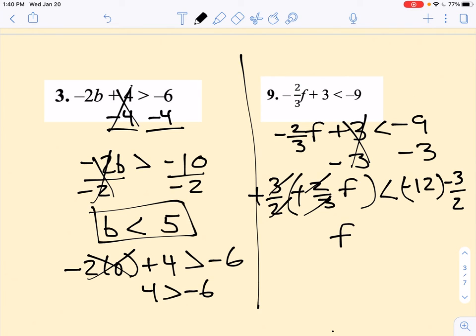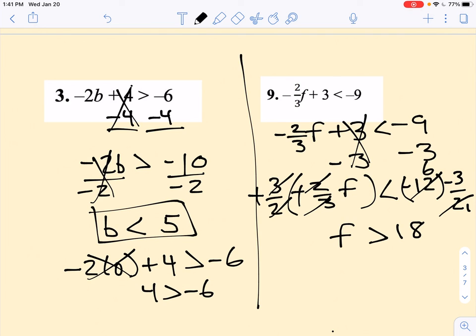So you get f, and now because we multiplied by a negative number, we have to flip this sign around. So f is now greater than 12 times 3 is 36. Negative times negative is positive. 36 divided by 2 is 18. I could have also done cancellation and made that 6, make this 1, and then you can get to the same thing. So what they're saying is, anything greater than 18 should work here.